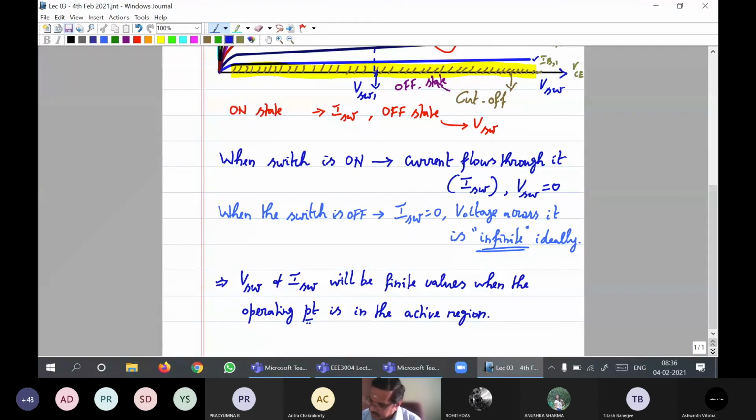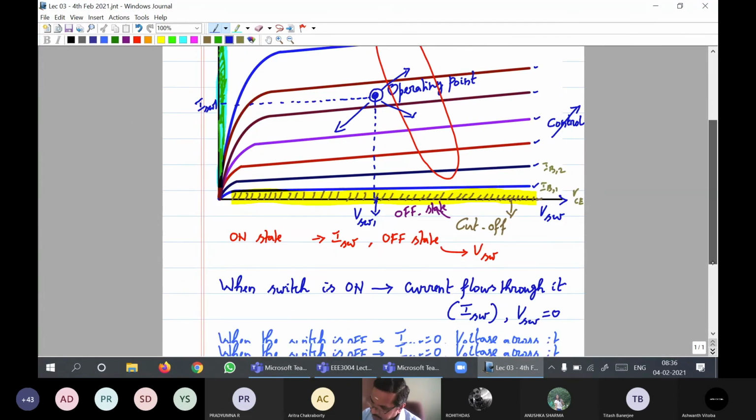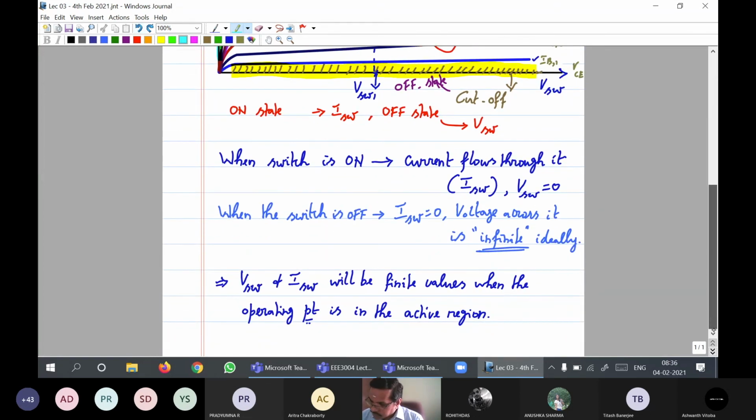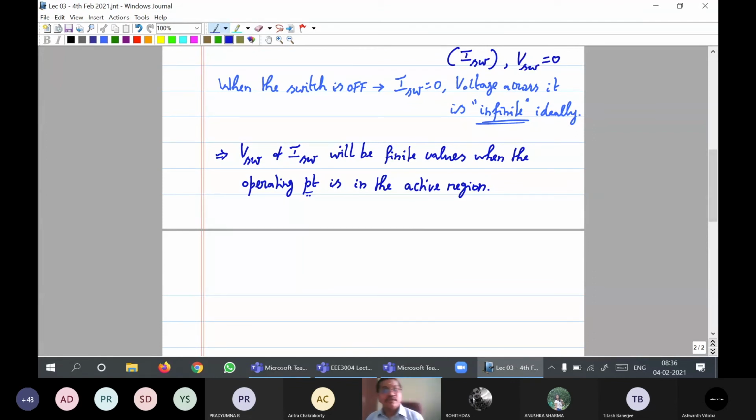So whatever I have written here, the statement, can be understood from the characteristics. When the switch is operated in the active region, the entire thing is active region actually, because the other regions are saturation and cutoff, you don't operate there. That's what we are discussing. We are trying to discuss the significance of the saturation cutoff region. So if you are operating either here or here, in the entire region, voltage across the switch will be finite, current through the switch will be finite. This is what I have been saying so far. Now, what is the power dissipated across the switch? When VSW and ISW are finite, what can you say about power across the switch?